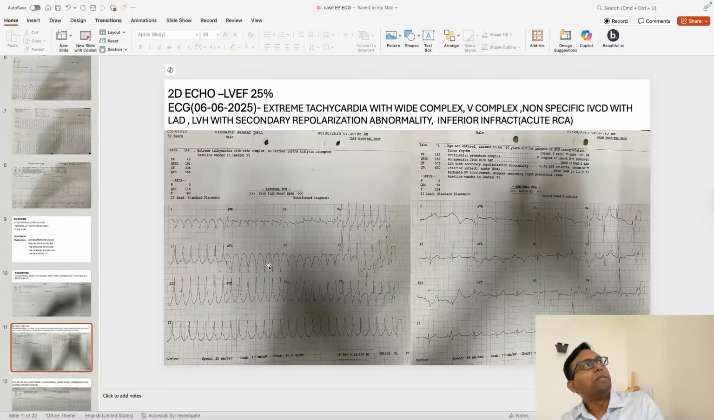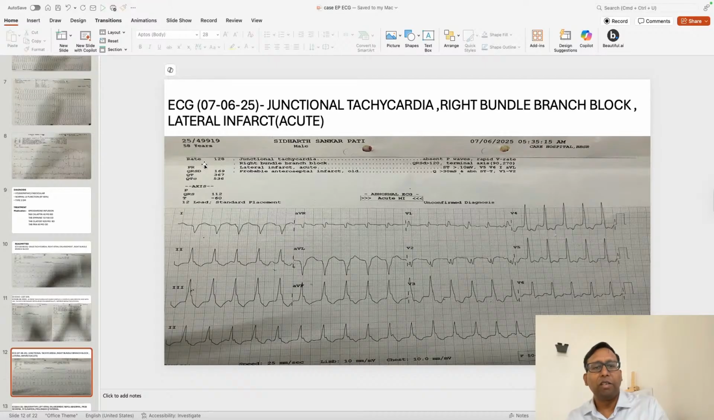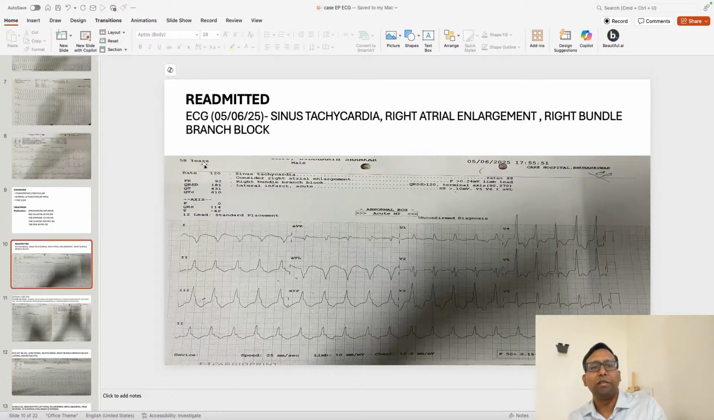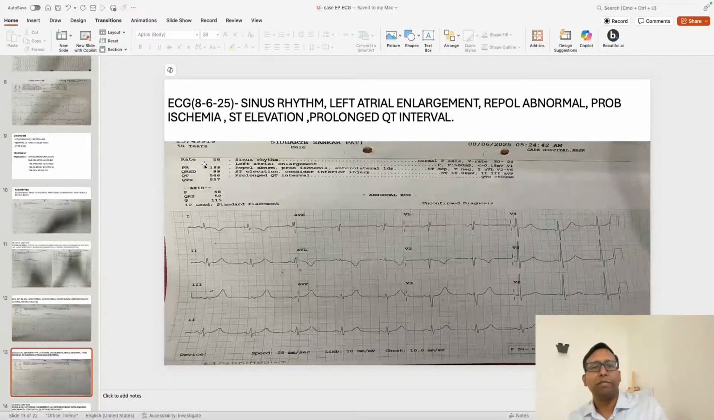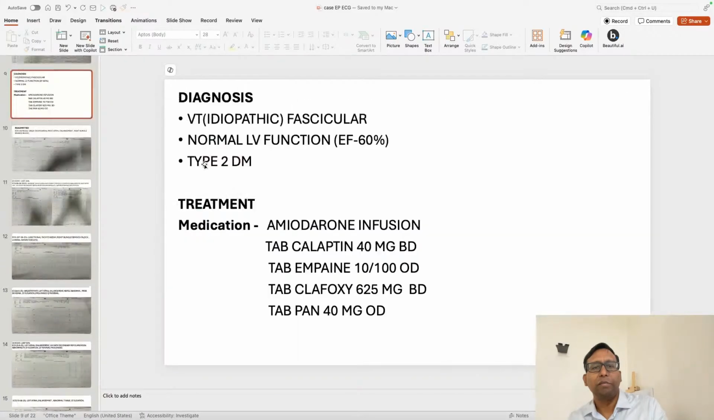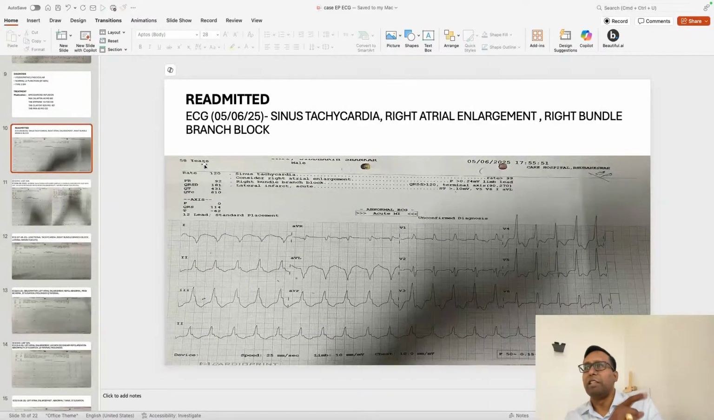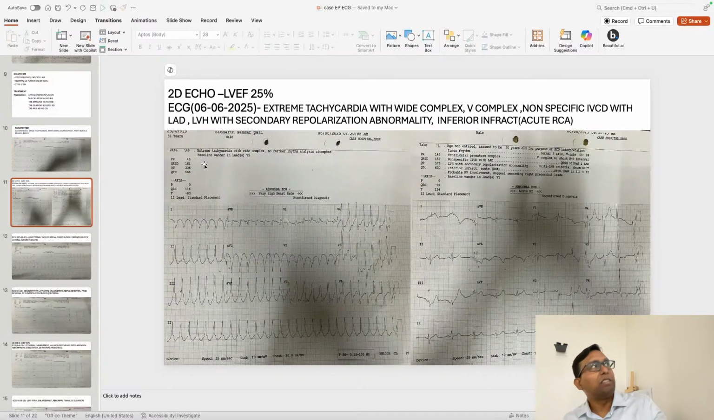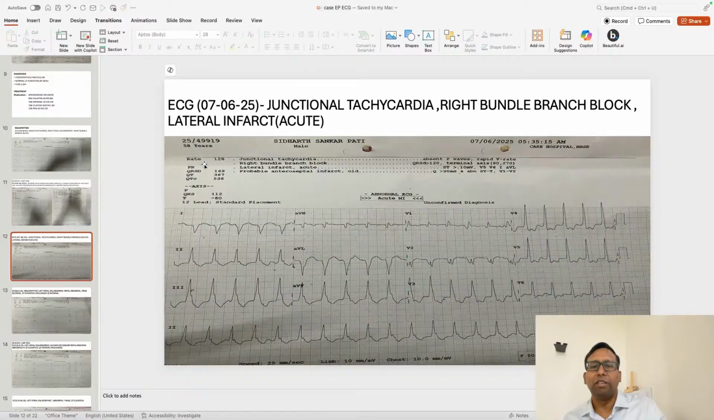Now you can see what has happened here. RBB, right axis deviation, same VT. It is now faster. What is the rate? 165. The previous one was also VT. Sorry, where is it? So this was at discharge, and this is the first rate. This is also VT at a rate of 120, and now it is going at 165. The same thing, and the axis is again not left axis deviation. It is the right axis deviation.